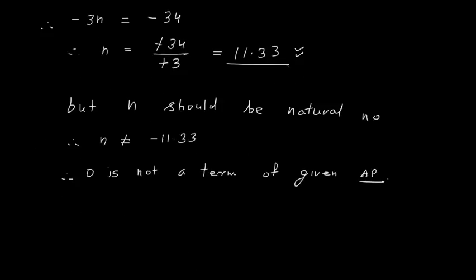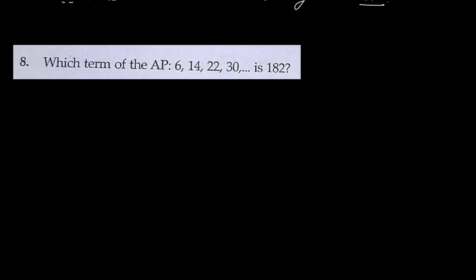This is the seventh one. Now let us see the eighth question. Which term of the AP 6, 14, 22, 30, and so on is 182? We can say that an is equal to 182, and this n you have to find out. Your first term is 6, and your common difference will be 14 minus 6, which is 8. So d is 8, a is 6, n we don't know, an is 182.